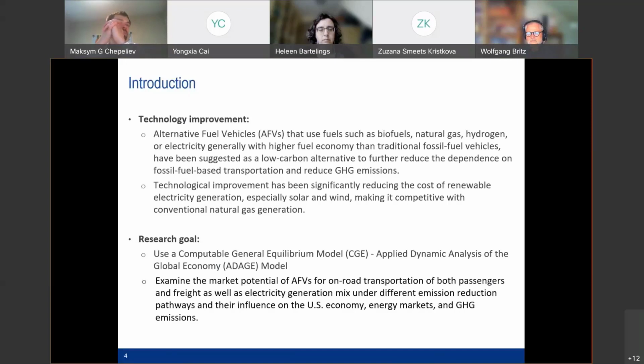Technological improvement has significantly reduced the cost of renewable electricity generation, especially in solar and wind, making them competitive with the conventional natural gas generation. So in this study, we use ADAGE, a computable general equilibrium model, to assess the market potential of these AFVs and wind and solar, and see how they contribute to net zero emissions.